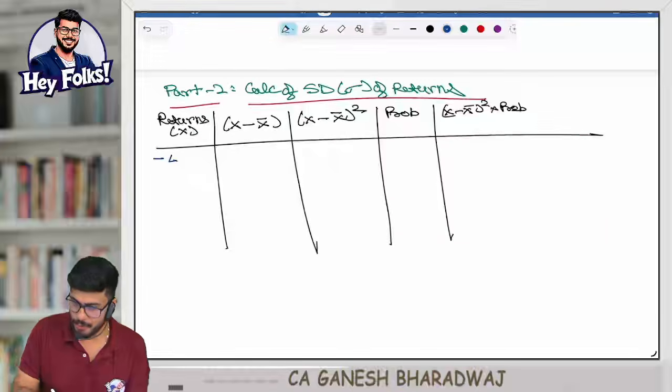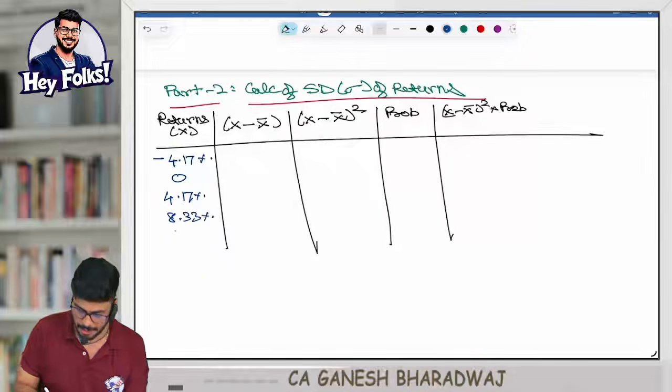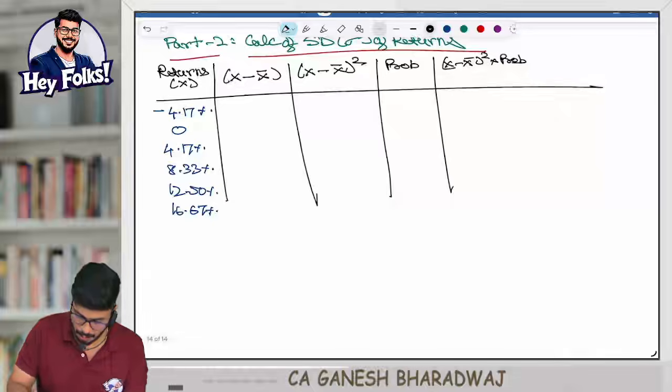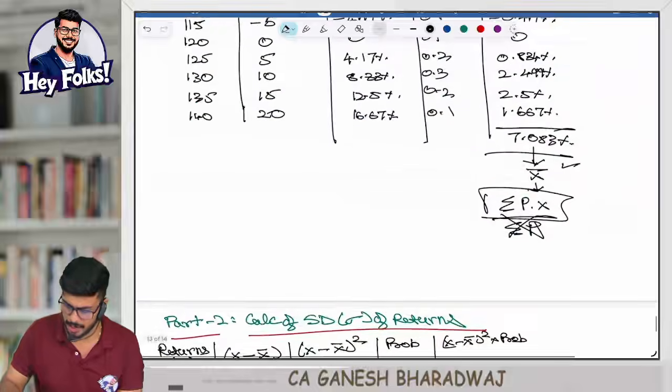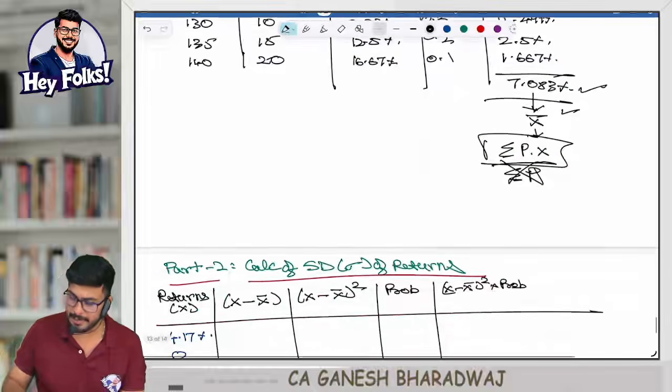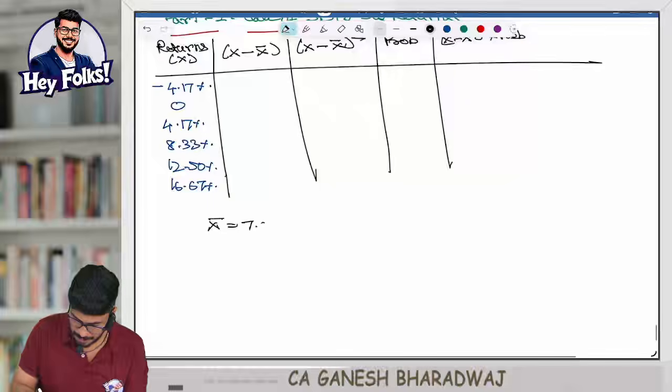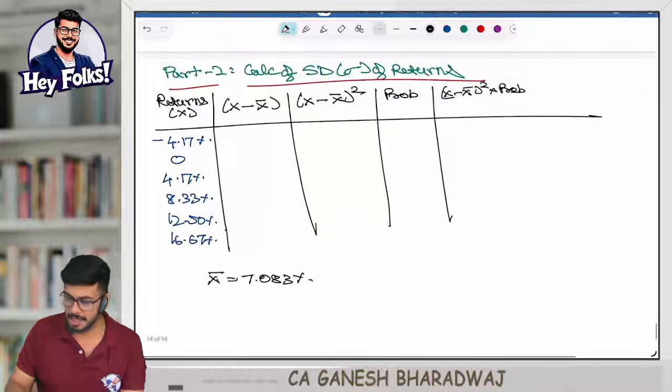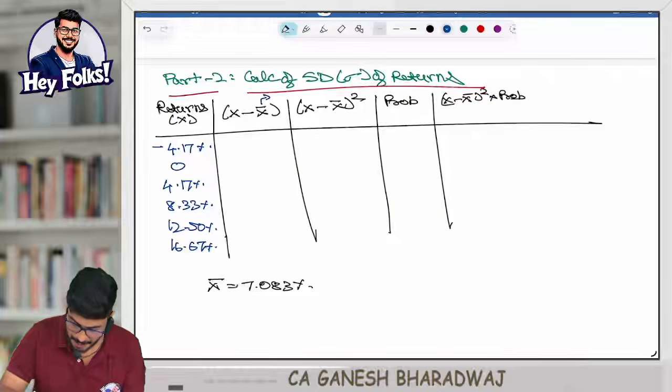Negative 4.17%, then 0, then 4.17, very good, 8.33%, then 12.50%, and then 16.67%. Is that clear? Now immediately come down once again. What is X bar? We already calculated it, need not calculate it again. It is 7.083%. So write down 7.083%. Whenever we are saying X bar here, it's going to be 7.083%.